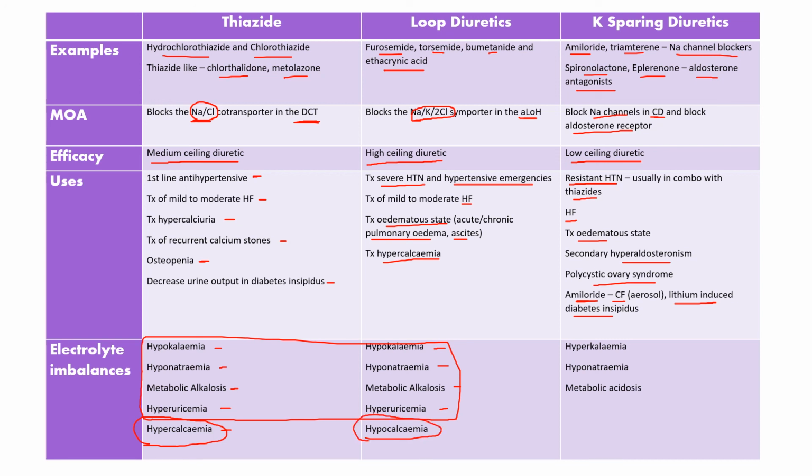The potassium-sparing diuretics, they create hyperkalemia, hyponatremia, and metabolic acidosis. So that's important to remember, because the loop and the thiazides, they create metabolic alkalosis, whereas the potassium-sparing diuretics, they create metabolic acidosis.